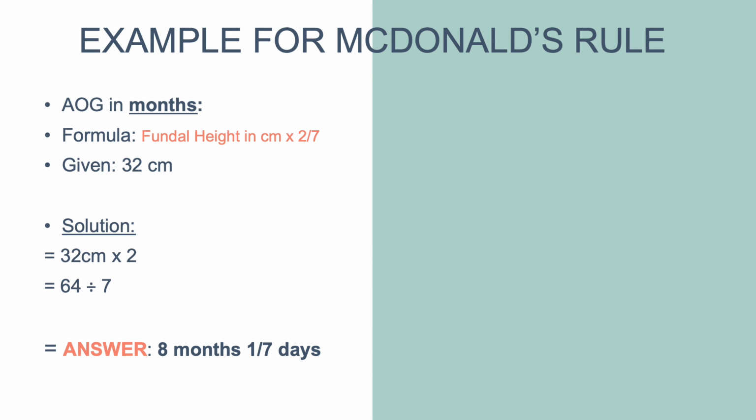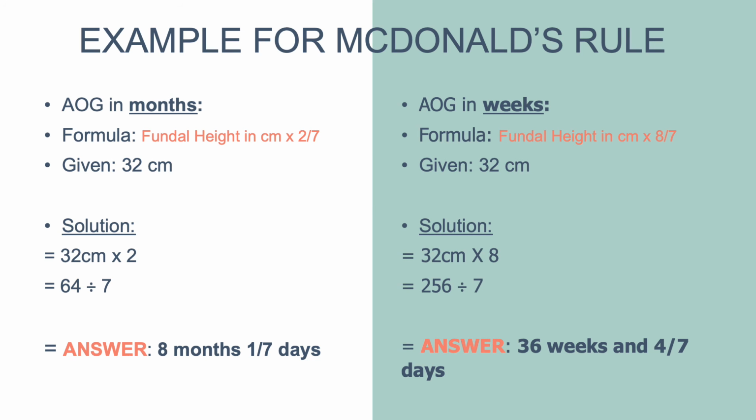An example for the McDonald's rule. Here we have presented two examples of finding the AOG in months and in weeks. So again, the formula for finding the age of gestation in months is the fundal height in centimeters, multiplying it by 2, then dividing it by 7. With a given of 32 centimeters from the gathered information a while ago, we have the solution of 32 centimeters multiplied by 2, which gives us 64, then dividing it by 7, which gives us an answer of 8 months and 1 of 7 days.